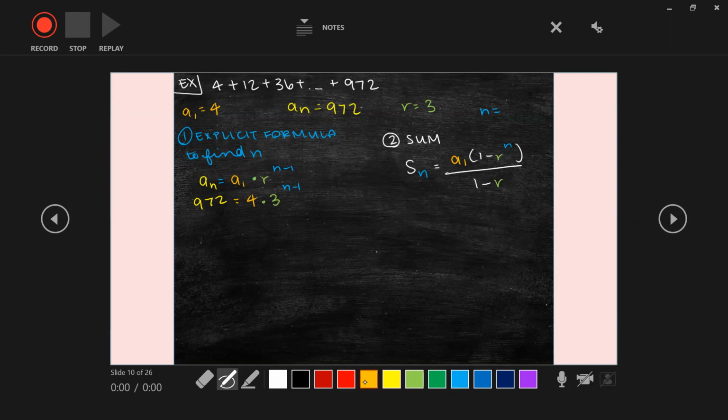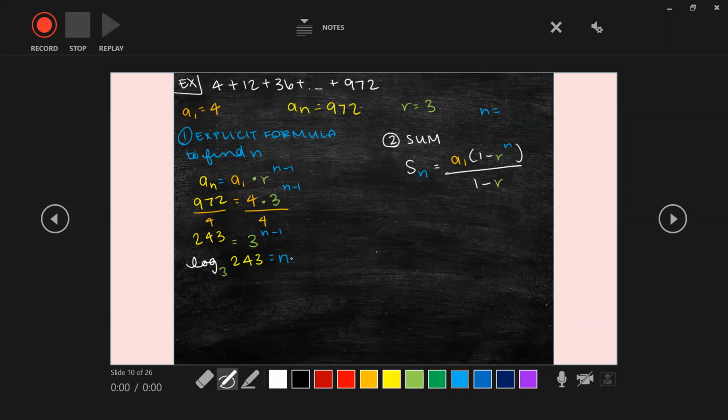So what do I need to do next, Emma? Yeah, I divide both sides by 4. So what do I get on this left-hand side here? 243. Is equal to 3 raised to the n minus 1. What do I do now, Jesse? Log base 3. Yeah, so you're going to have log base 3 of 243 is equal to n minus 1.